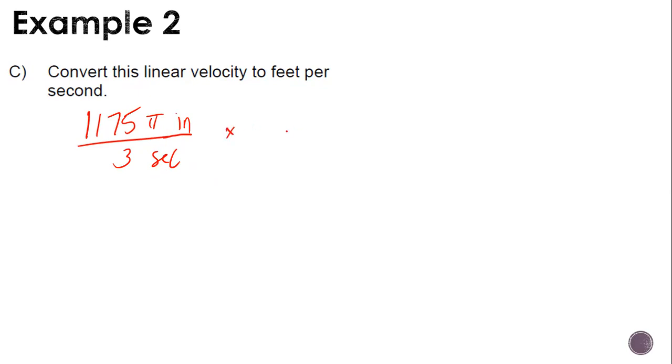And now we're going to convert. I need to get rid of inches and turn inches into feet. How do I do that? Put the inches in the denominator. And 12 inches equals 1 foot. There we go. So now inches are gone.